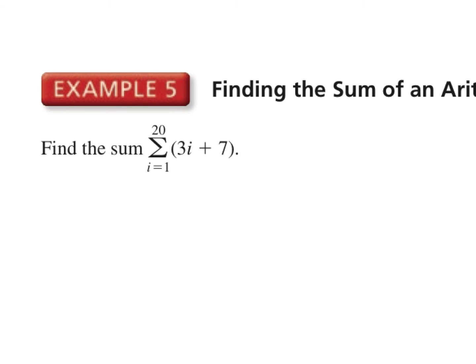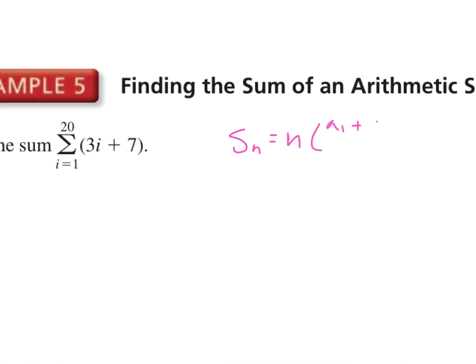So example 5, we have to find the sum. So our formula is the sum of n terms is equal to n times a sub 1 plus a sub n over 2. So how many terms do we have here in this series? We have from 1 to 20. So how many terms here? What's our n going to be equal to? How many? 20. Perfect, 20. There's 20 numbers from 1 to 20.